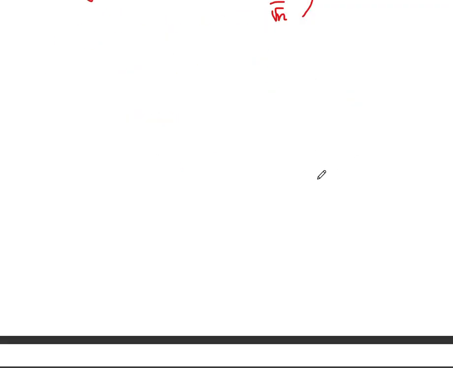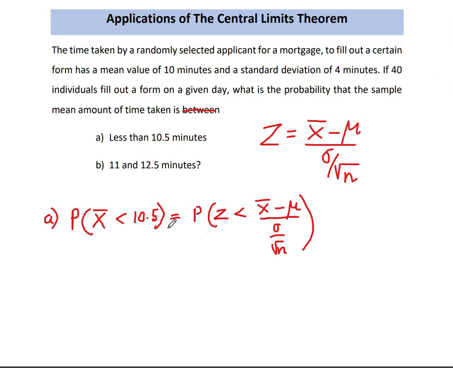And this is how we can compute probabilities of x bar, as long as the primary conditions for the use of the central limit theorem are satisfied, which primarily is that the sample size drawn from a population is sufficiently large, that is n greater than or equal to 30.